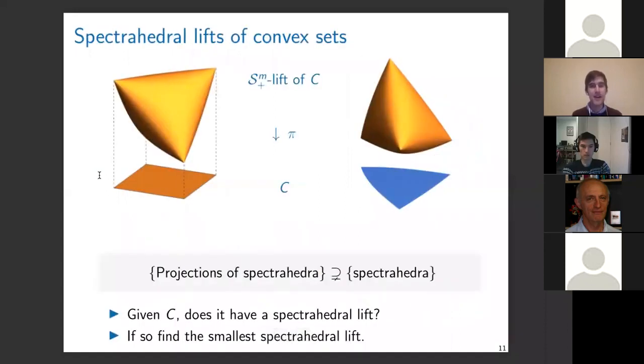And so now if we look at our lifting question, we can focus, and we will focus for much of the talk, on spectrahedral lifts of convex sets. So again, you give me a convex set, and I want to ask, can I construct a spectrahedral lift? That is, can I find a PSD cone in some dimension and an affine space, so that if I take the intersection of the PSD cone and the affine space, and I project it by some projection, I get the convex set that I want.